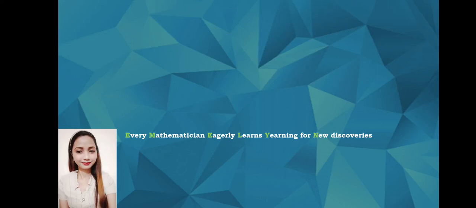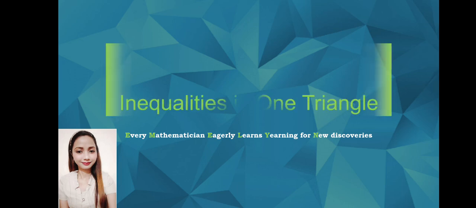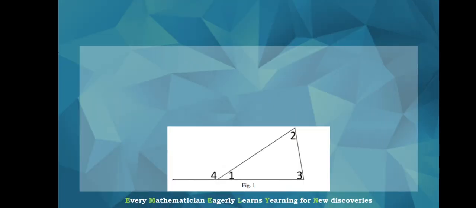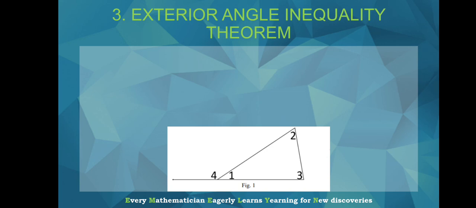Hello everyone. Welcome back. Last meeting, we already discussed the first two theorems in inequalities in one triangle, the triangle inequality theorem and the angle-side relationship theorem. Today, we will discuss the third theorem in inequalities in one triangle, particularly the exterior angle inequality theorem.